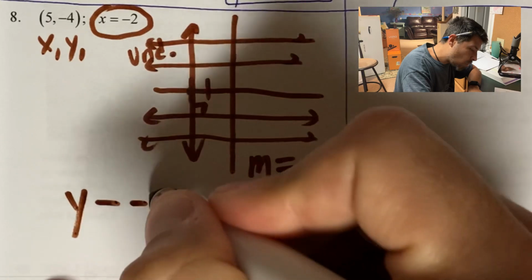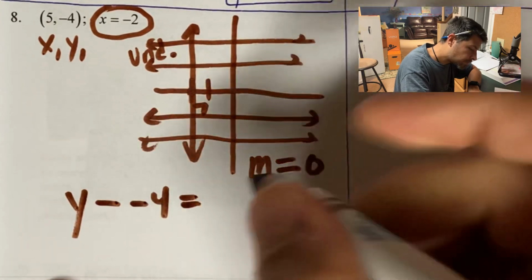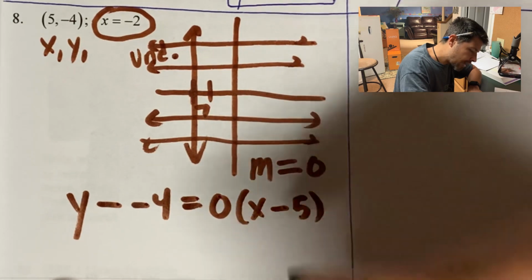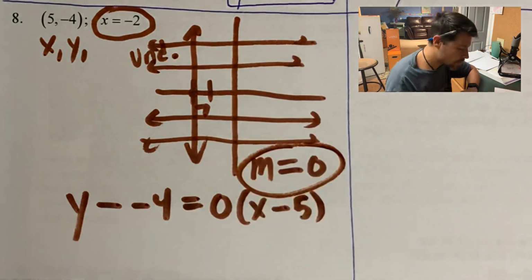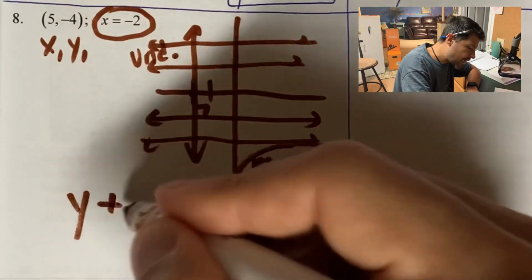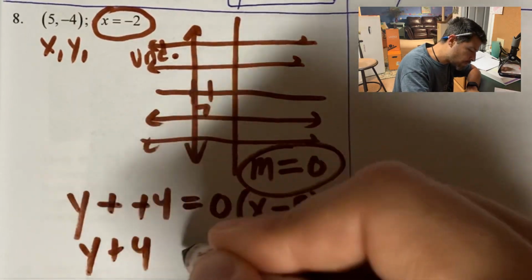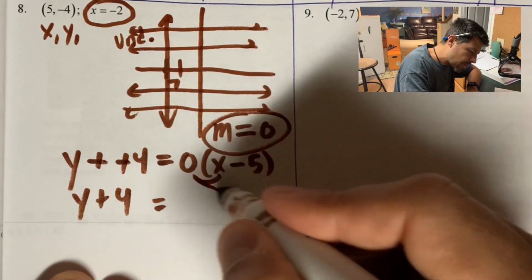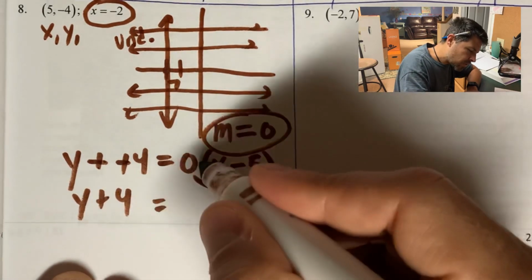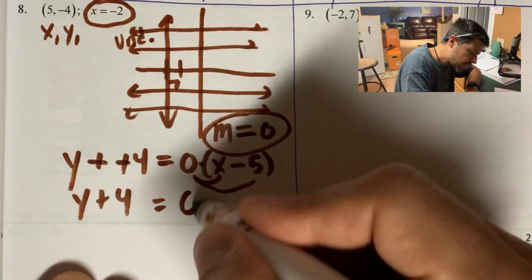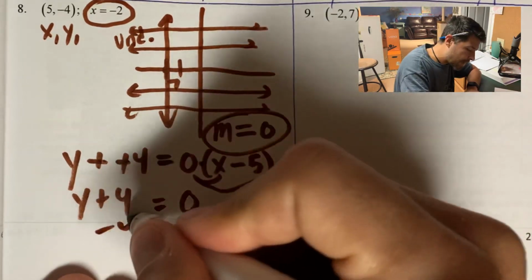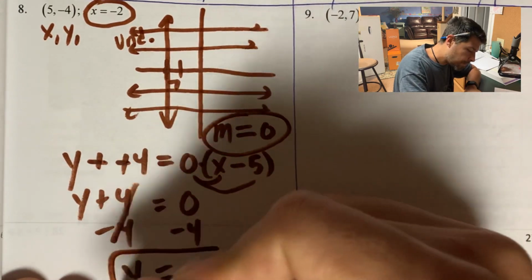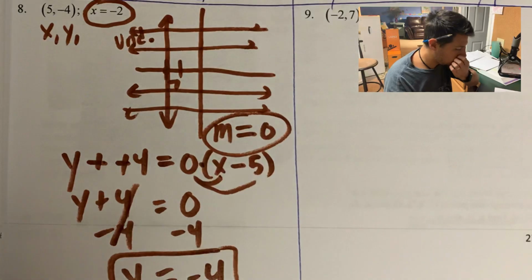y minus y1 equals m, which is 0, times x minus x1, x minus 5. This is the slope that I'm using. Well, let's see here. If I have minus minus, we'll change that to plus plus 4. And 0 times x is 0x, and 0 times 5 is just 0. And so 0 times all this stuff is just 0. So isn't this just equal to 0, right? And then we get y by itself, and I subtract 4 from both sides, and I say y equals negative 4.